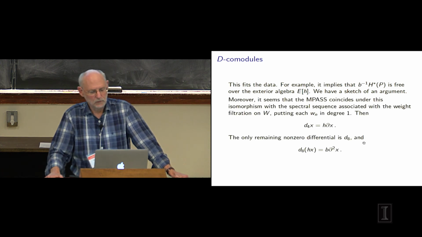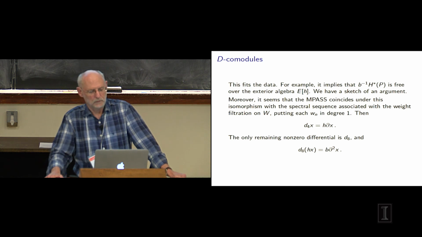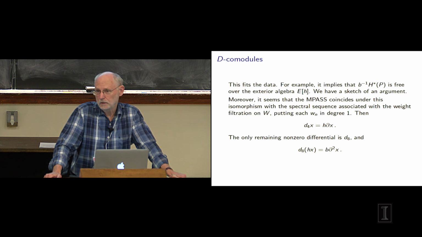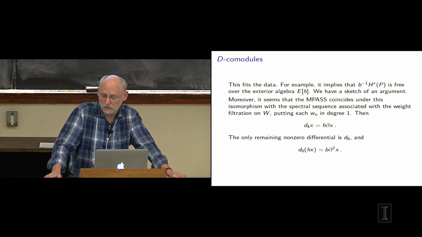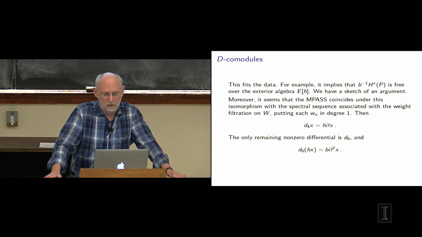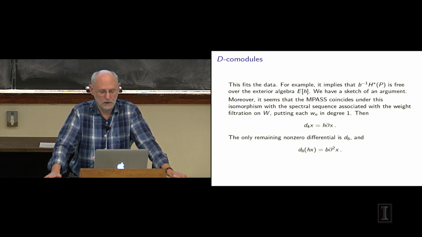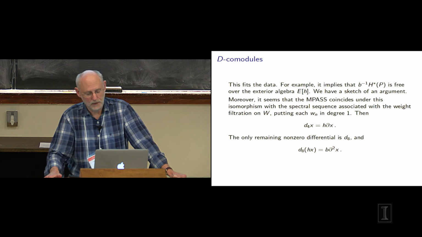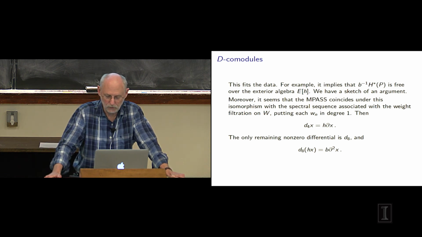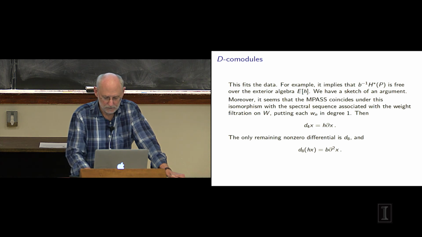So it seems like we can reproduce the whole Margolis-Palmieri atom spectral sequence by giving a filtration on this comodule and just giving each w degree 1, filtration 1. And then there's a d4, which you can compute easily, and there's a d8, which you can compute easily, and this reproduces the atom spectral sequence conjecturally. Okay, so that's where we stand.